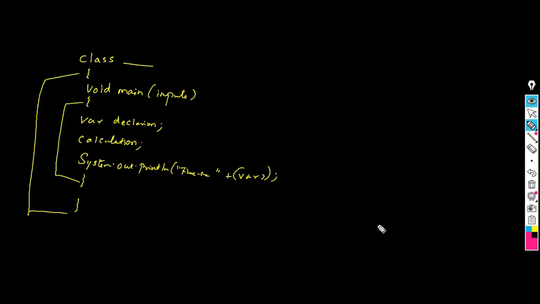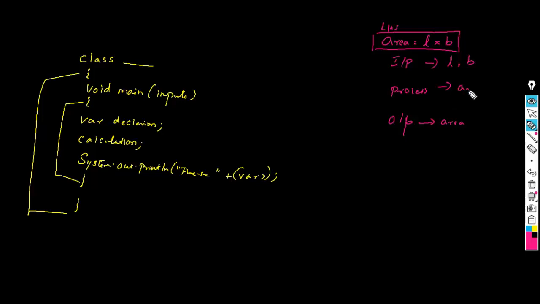Got it? Now coming on to the first one. Say I have to find area of a circle or area of a rectangle. So first I'll write the formula. Area is equal to L into B. Okay. So I have what is the input, what is the process, and what will be the output. Whatever comes in the right hand side will be the input, whatever variable. So L and B will be the input. Whatever comes in the left hand side will be the output. So area will be the output, and the entire formula will be the process.